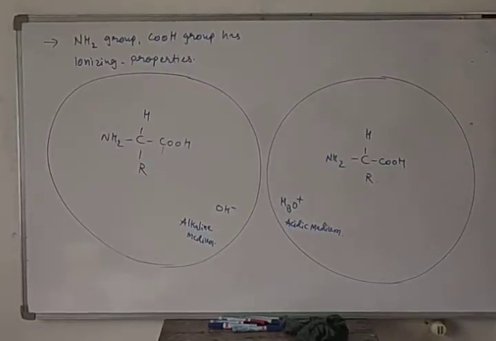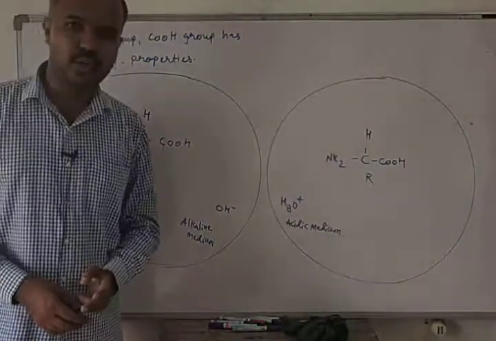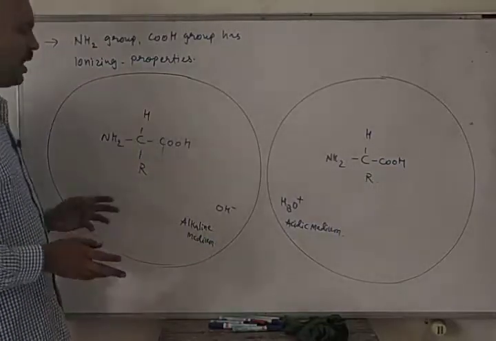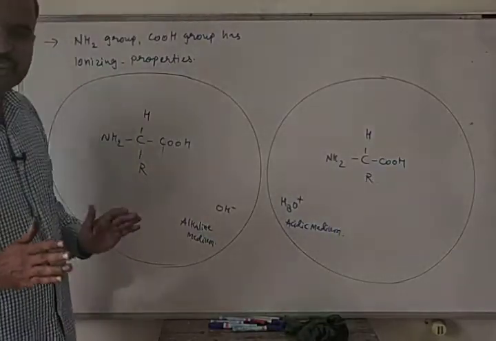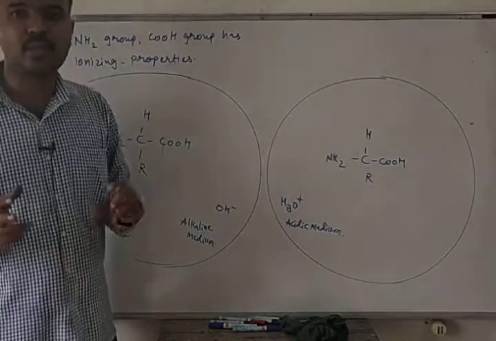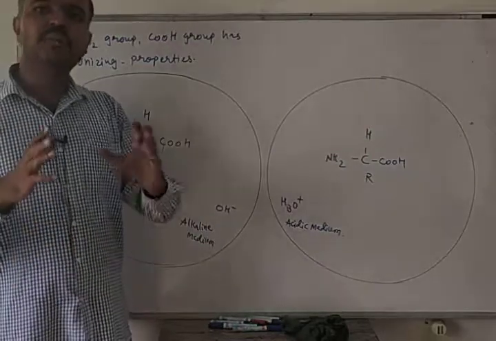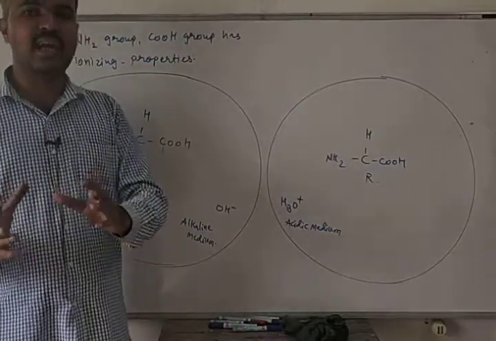So students, we are going to talk about the last point regarding amino acid, that is the property of ionization. The property of ionization is found in both the amino group as well as the carboxyl group of amino acid.